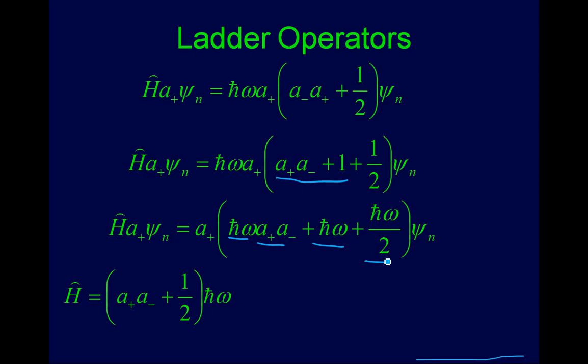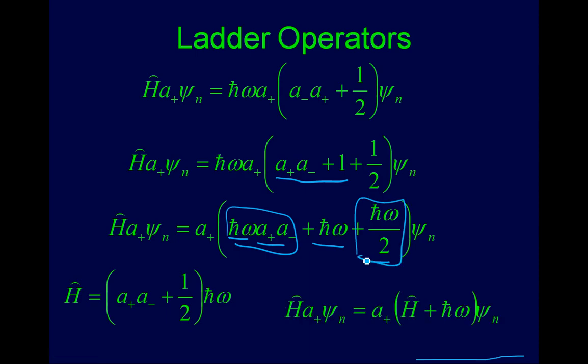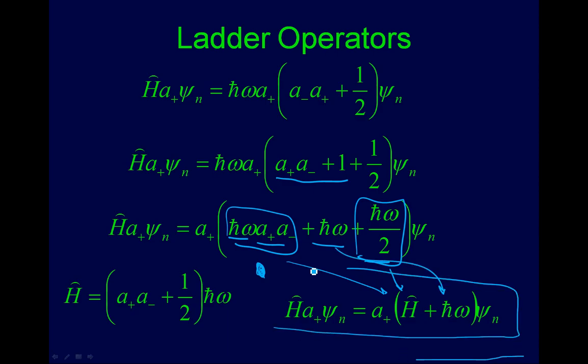And now we just remember that our definition of the Hamiltonian is A plus A minus plus 1/2 h bar omega. And so if you look here, this piece and this piece is my Hamiltonian. Okay, and so I can rewrite that like this right here, basically. And so as an intermediate step, maybe what would be nice is to go like this. So the Hamiltonian, these two pieces come together to be the Hamiltonian, and then left over is this h bar omega.